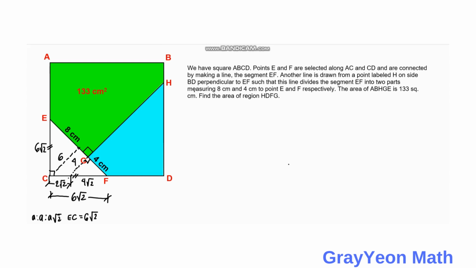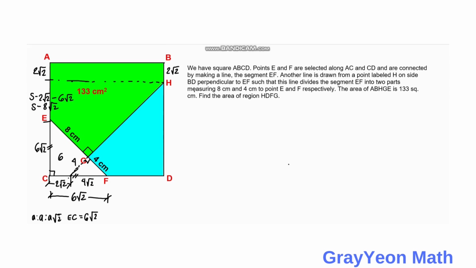Okay, so next we project a line from the point C to D and connect this by a line, and since C to this point is 2 square root of 2, then BH is actually also 2 square root of 2. Next, we need to connect a line from point H to the side AC. Then we project that, and this distance is also 2 square root of 2. But this distance is actually s minus 2 square root of 2 minus 6 square root of 2, or simply s minus 8 square root of 2.